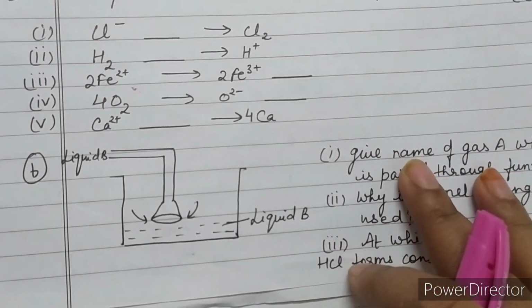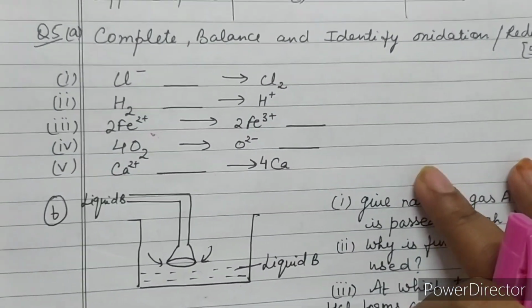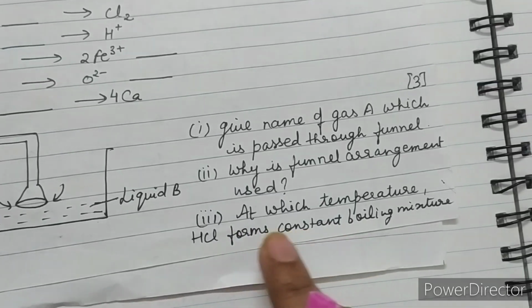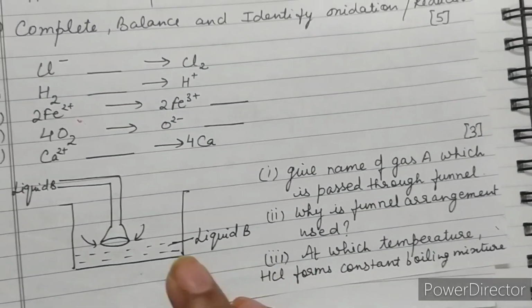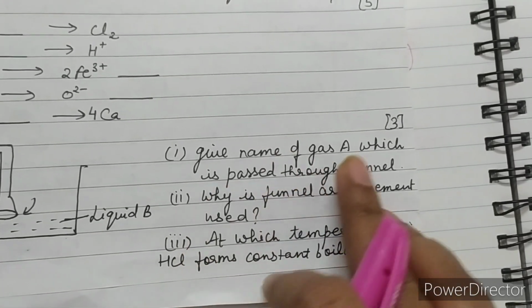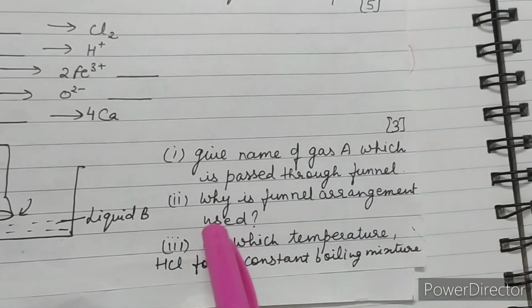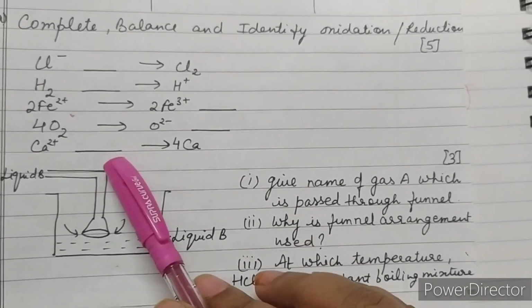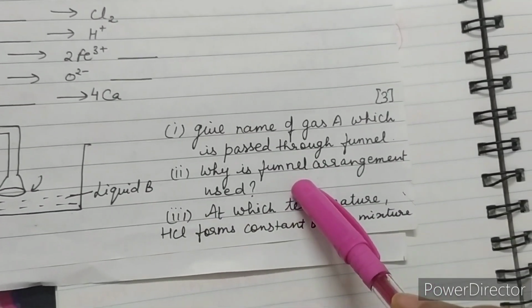Next is a diagrammatic question. The funnel arrangement is clearly indicated by the diagram, which you have read in HCl and ammonia both. Because HCl is mentioned here, obviously the gas will be HCl gas. Give the name of the gas A, that is HCl gas. Why is the funnel arrangement used? To prevent the back suction of the water into the delivery tube.